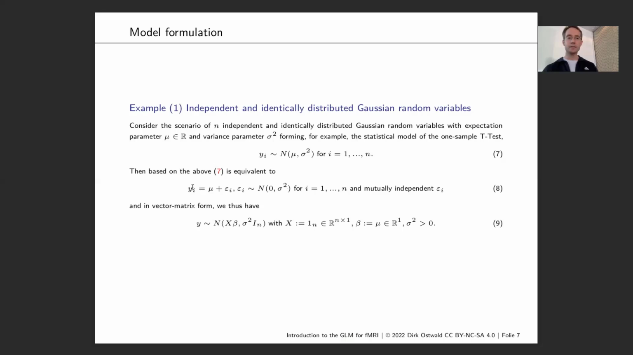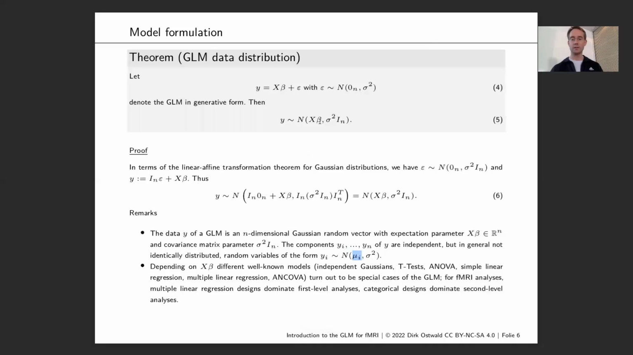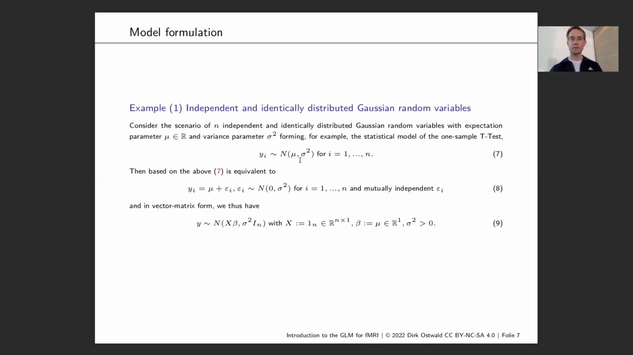And this, again, we can write in matrix form if we define the following. Namely, we define X as a column of ones, so only ones, and we define our beta now as that parameter mu, because then if we have this column of ones times mu, for each data point here, the mu's are the same. And then we have already cast this model, which all of you know, as a GLM.